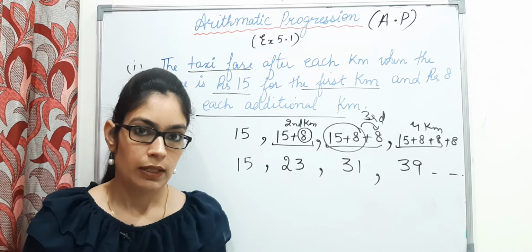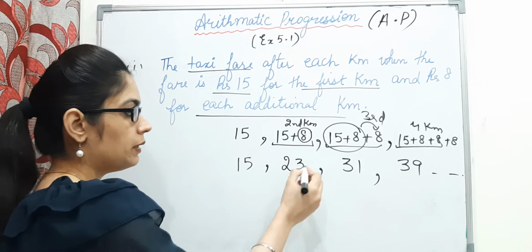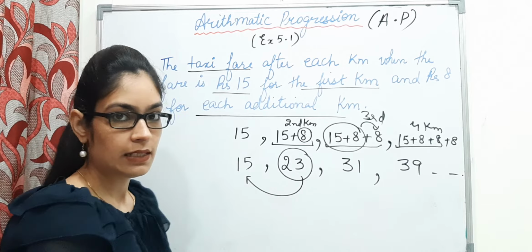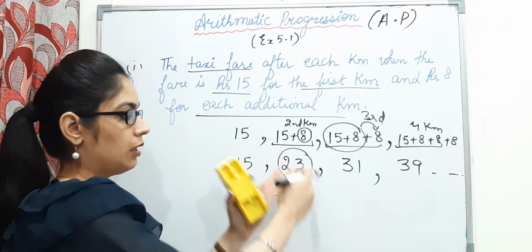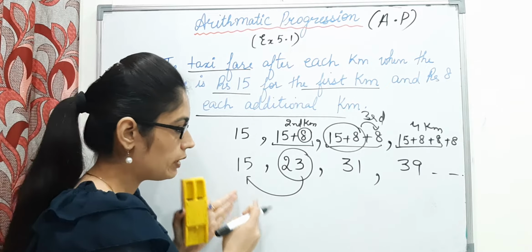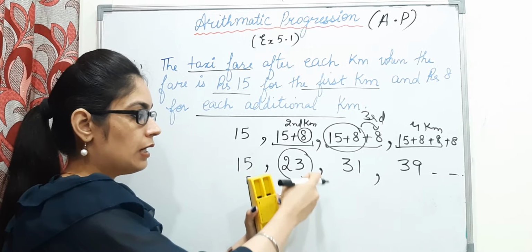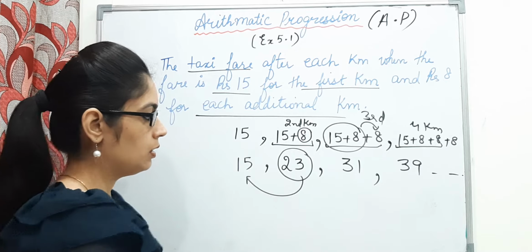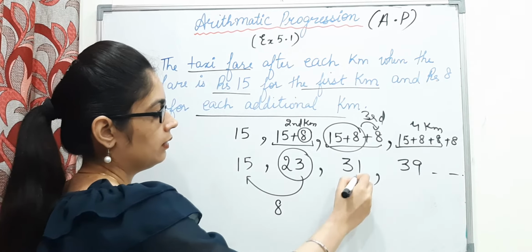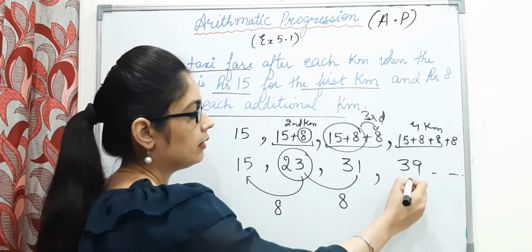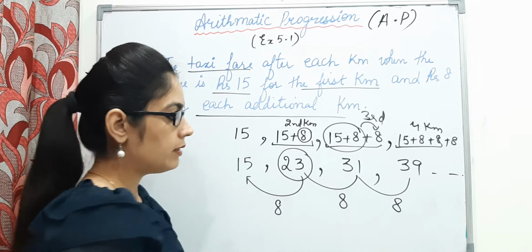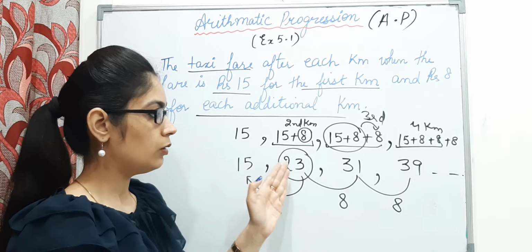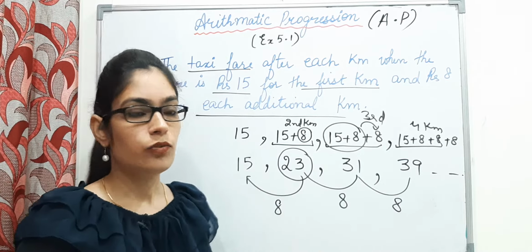And one thing: whenever we are checking the difference, it should be the successive term minus the preceding term, like the previous term. From this term we have to subtract this. It should not be 15 minus 23, no, it should be 23 minus 15, successive term minus preceding term. So 23 minus 15 is 8, 31 minus 23 is again 8, 39 minus 31 is 8. So here we can see the difference between each of the terms is 8, which means this sequence 15, 23, 31, 39 is forming an AP.